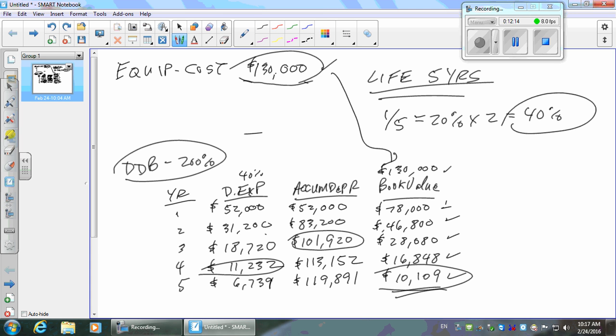What's nice with straight line is what? It's all the same. And what if it's at the end of 4 years? Take what it is per year times 4. You've got accumulated depreciation. What if you want book value at the end of 4 years? Figure the depreciation expense for 1 year, take it times 4, right? You've got the accumulated depreciation, subtract that from the cost, and you've got the answer, don't you?